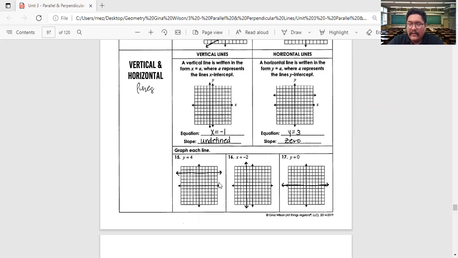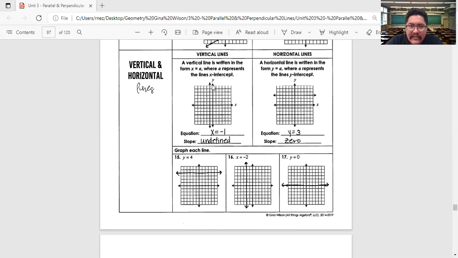All right, so what do the equations look like on a graph that is completely vertical or horizontal? As we've covered before, the slope for these would be undefined. So vertical is written in the form of x equals a, right? Where a represents the line's x-intercept. So that's where it crosses or contacts the x-axis.